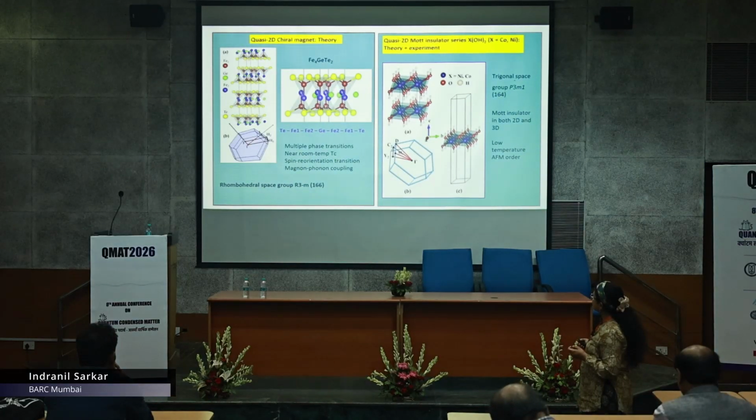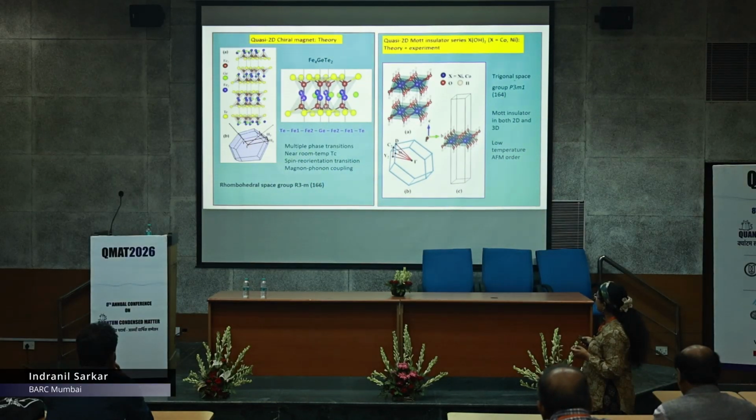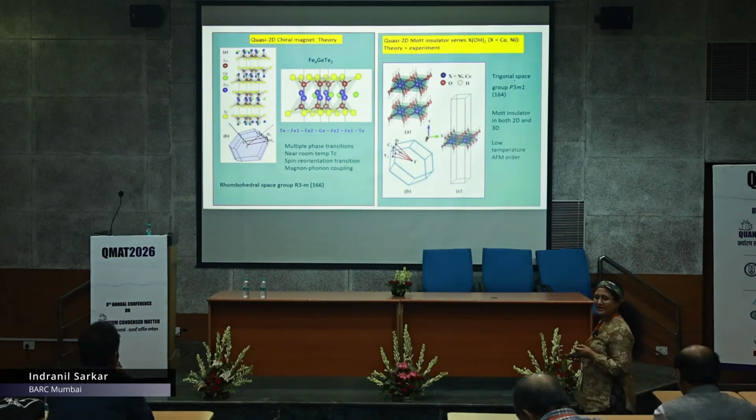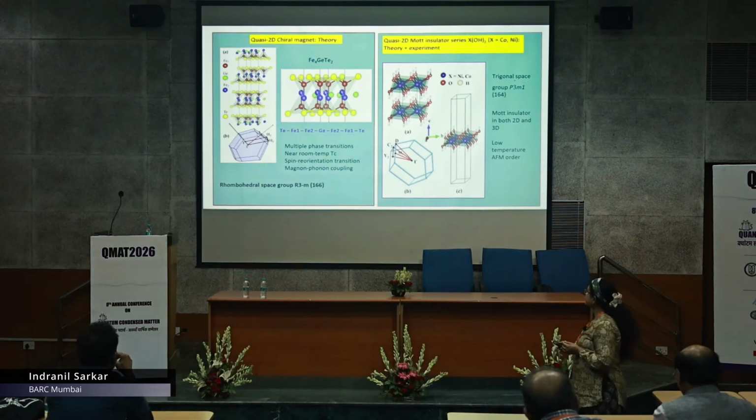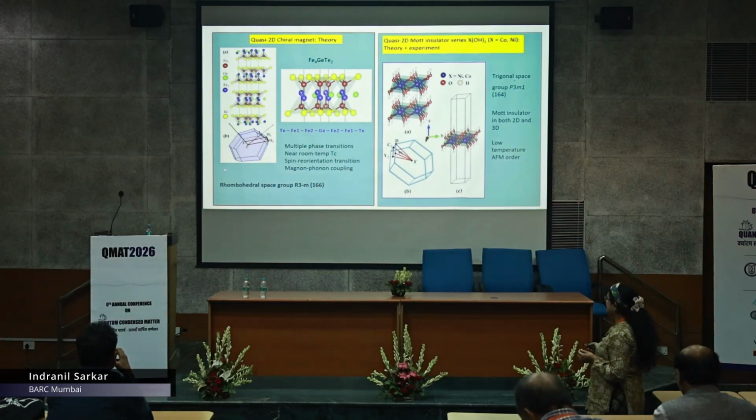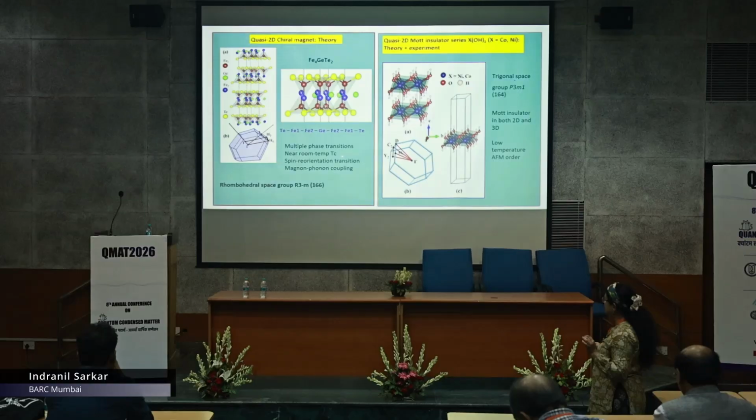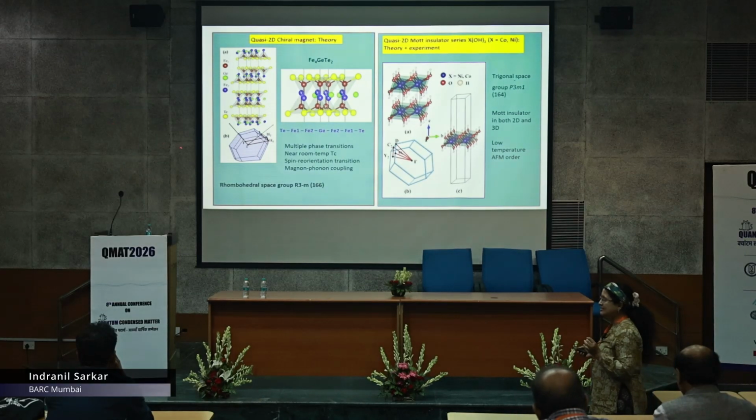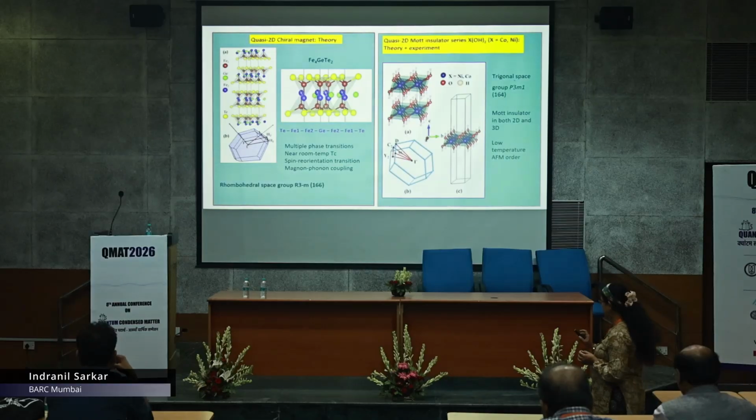So this is just encapsulated by tellurium, and then there are iron 1 levels, and then there are iron 2, and in between are the germanium layers. And this system has a rhombohedral space group. The system has multiple phase transitions near room temperature Tc, and there is a spin reorientation transition and also magnon-phonon coupling present in this system.